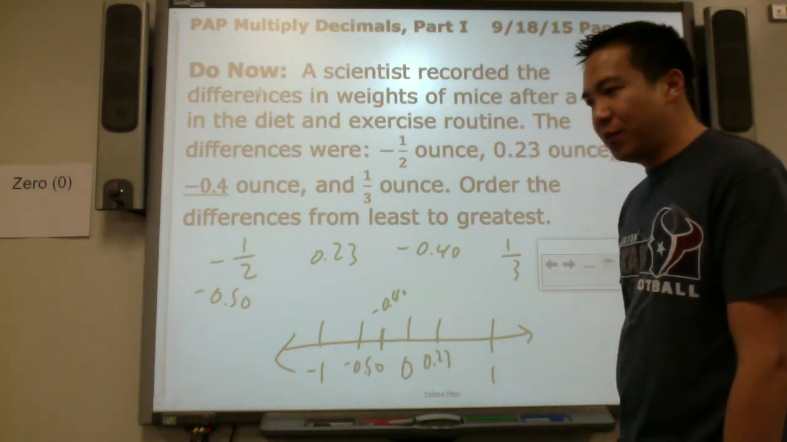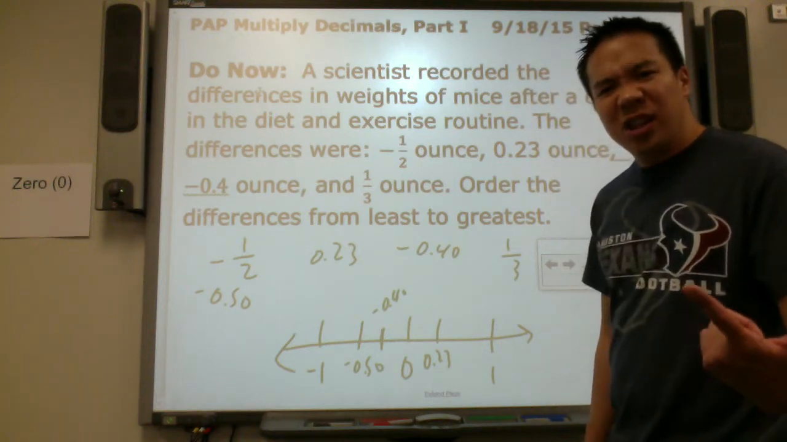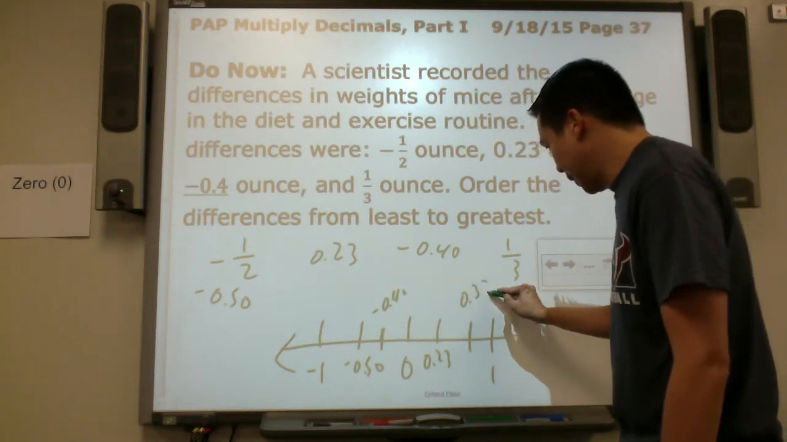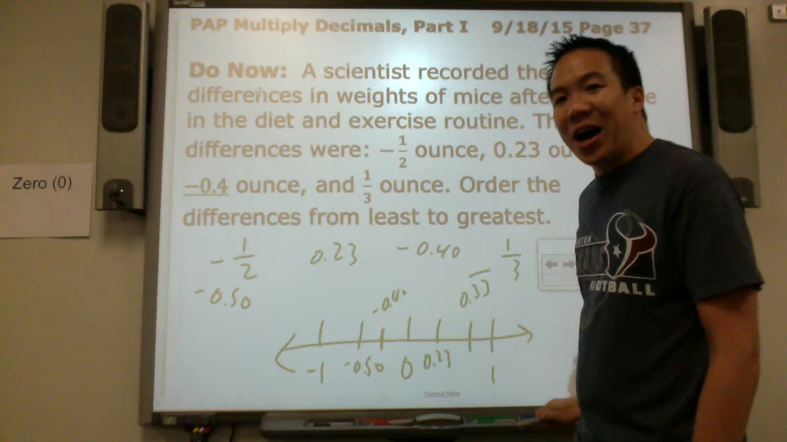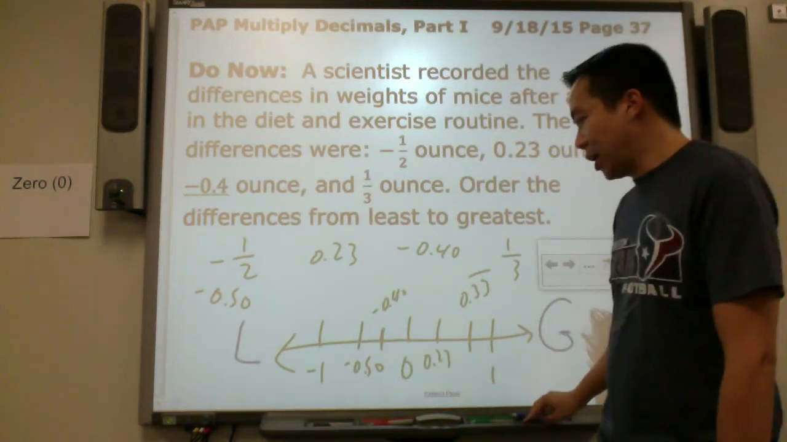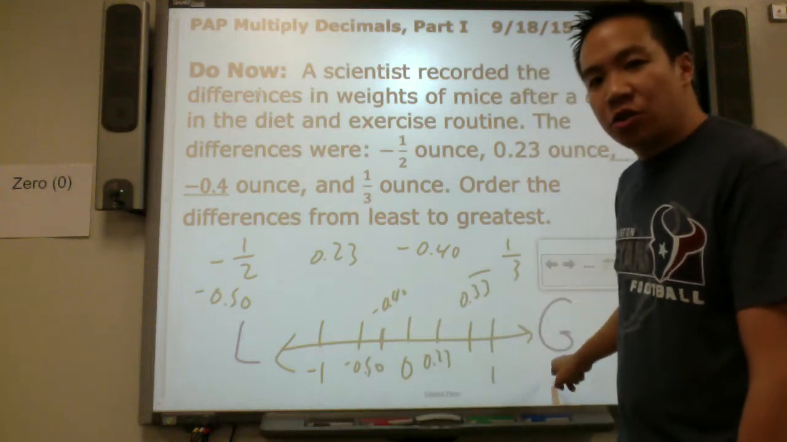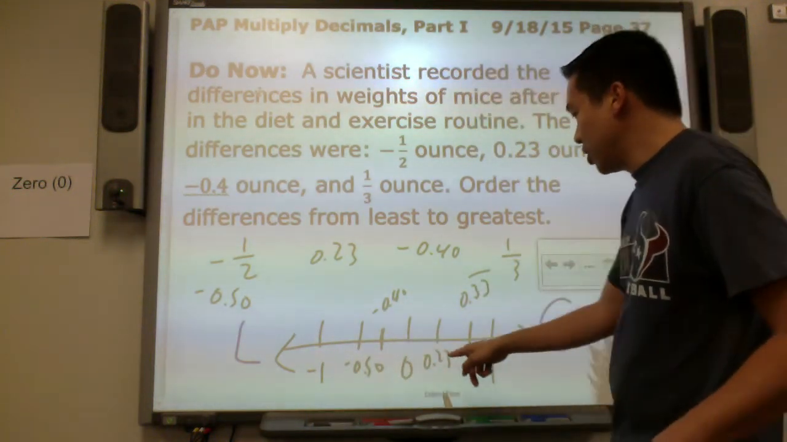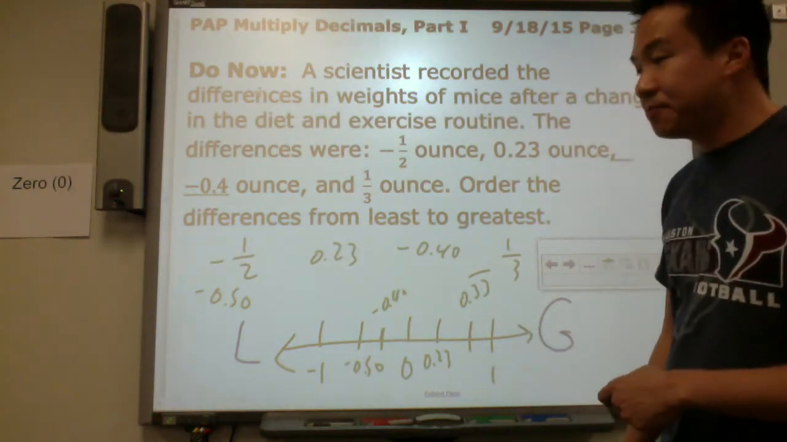1/3. We've seen that so many times. Isn't it 33 hundredths repeating? So it goes right here. And what do you remember about a number line? It goes from least to greatest. So from least to greatest, you have -50 hundredths, -40 hundredths, 23 hundredths, 33 hundredths.